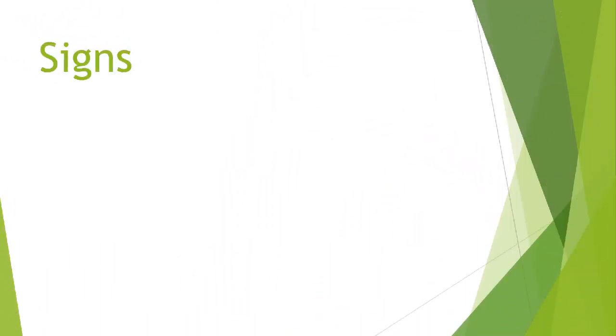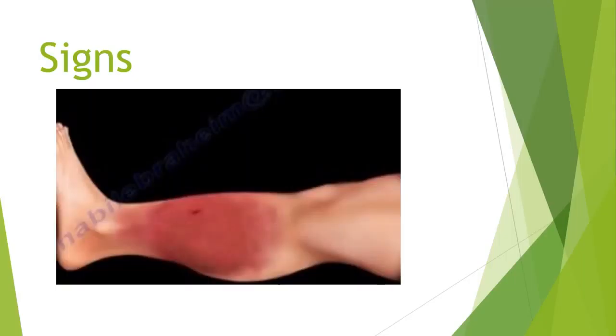The next thing we're going to talk about are the signs of necrotizing fasciitis. One of the first signs is going to be swelling and redness. You can see in this photo that this patient has a really swollen leg, and it's really red around that wound, and that shows the swelling and redness that would occur in the first stages of necrotizing fasciitis.